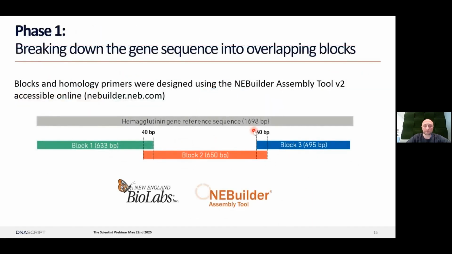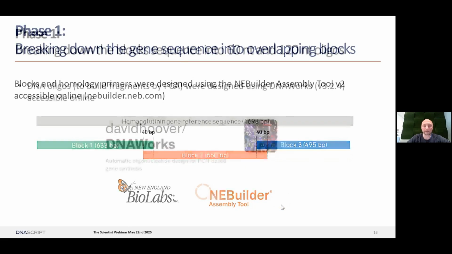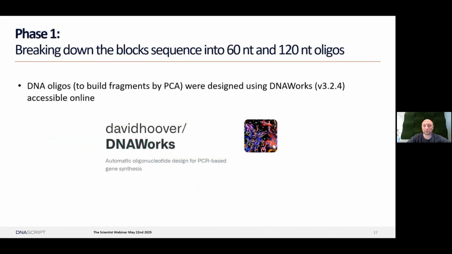So the first thing you have to do when you start a project like this is to break down your gene sequence into blocks, because if you check out the literature and the methods that are published, you will see that the average size of blocks when you're doing those kind of things is roughly 500 base pair. So that's what we did using the NEBuilder tool from New England Biolabs. And then the second part is to design your oligos to produce those blocks. And for this, you have to break down your blocks into oligonucleotides. And for this, we use DNAWorks that we think is working fantastic for this.